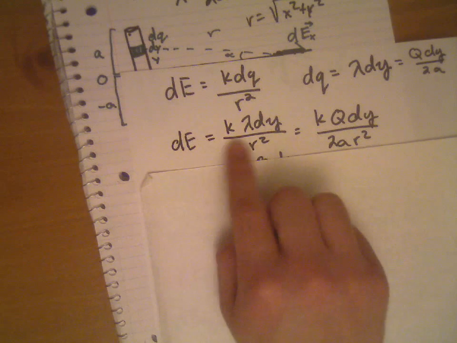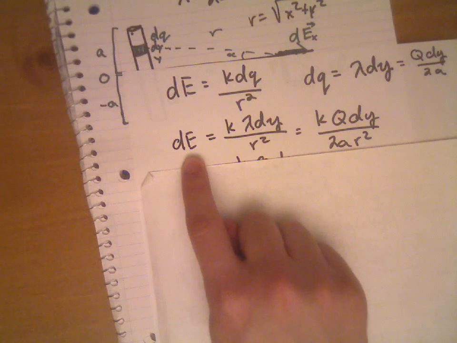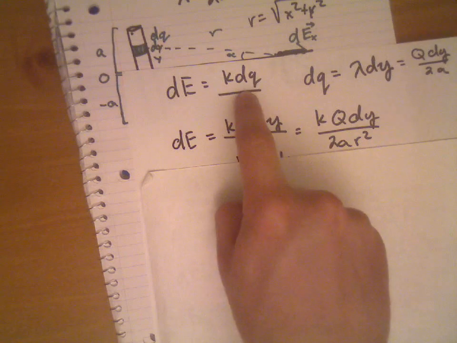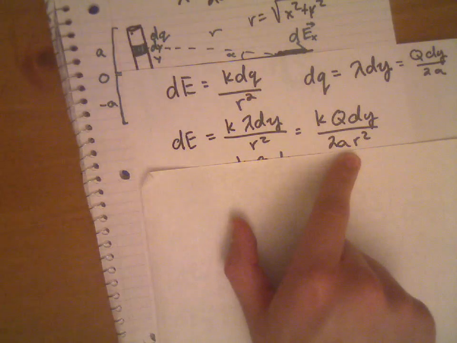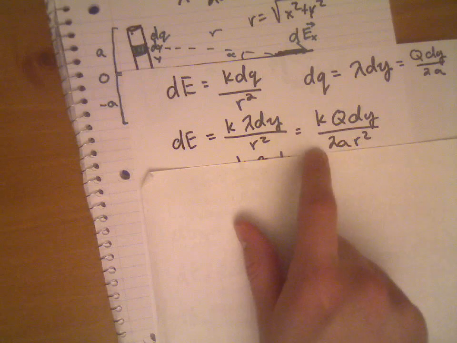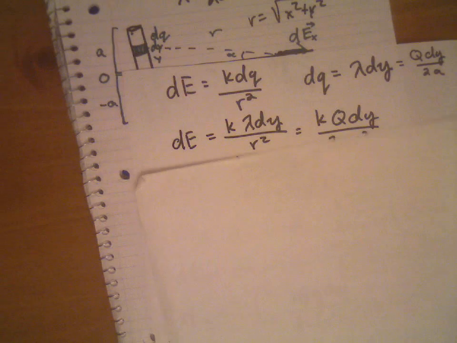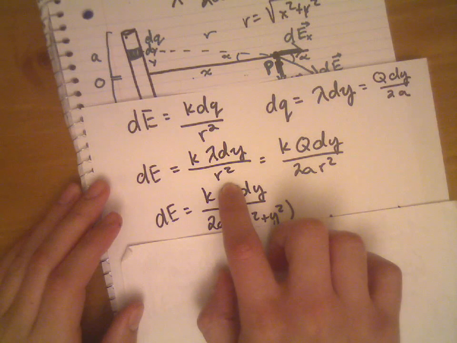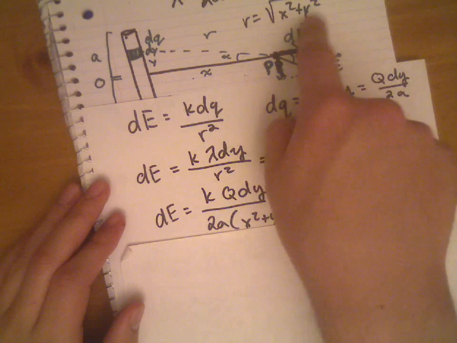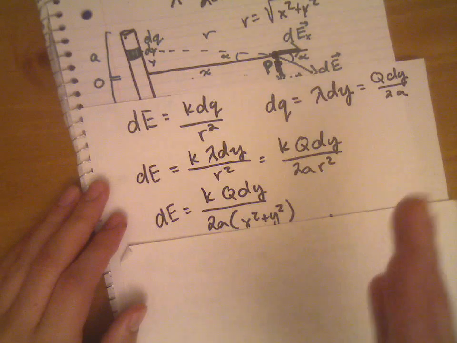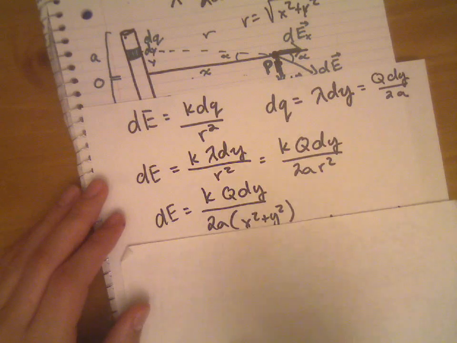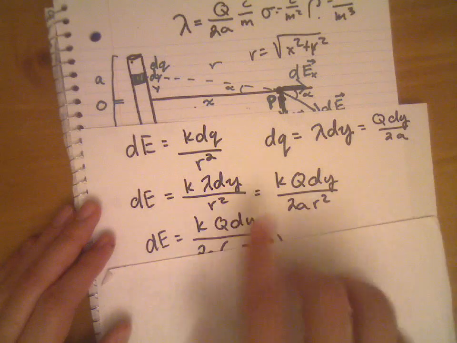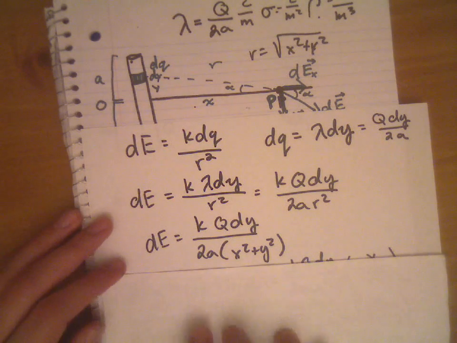Now we can go ahead and plug that into the equation. So dE equals k lambda dy over r squared. Notice we plug this in for dq. And I further substituted with kQ dy over 2a, all over r squared. Alright, now to find r, we know what r is. It's going to be the square root of x squared plus y squared. We want to get this in variables that we can use. So in this case, we want to use the variable y, so therefore we're going to use x squared plus y squared. So we're going to plug that in, which I did here.